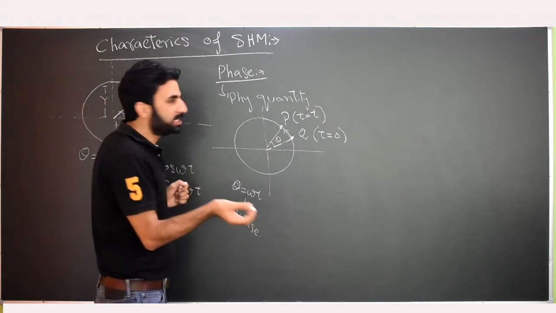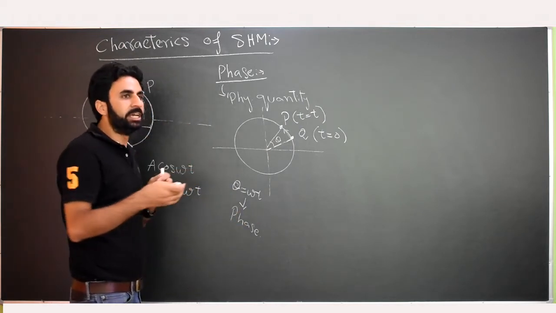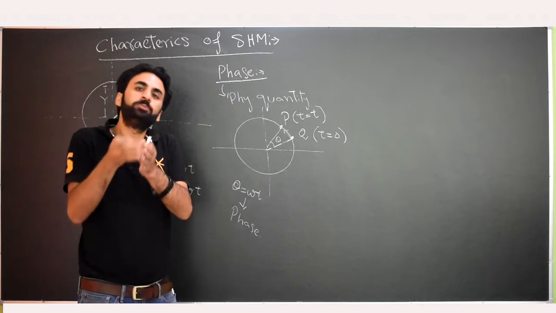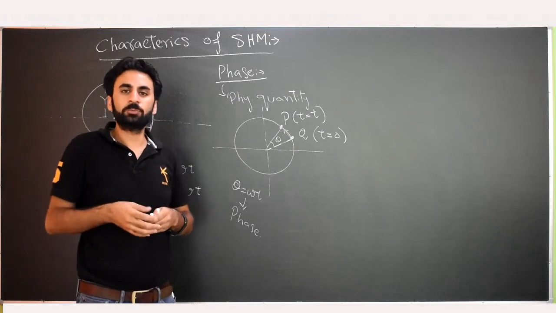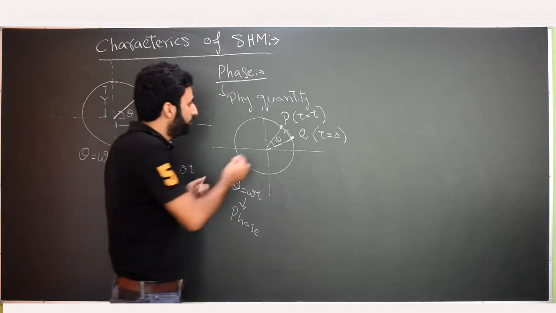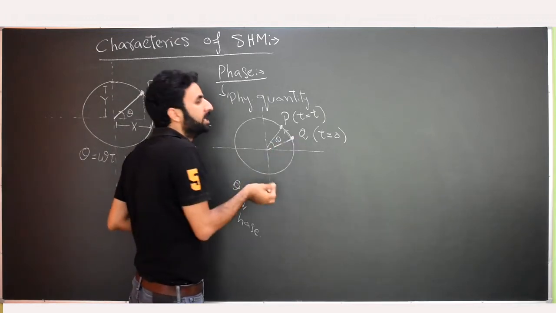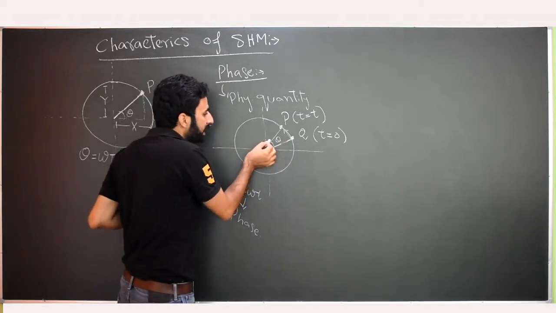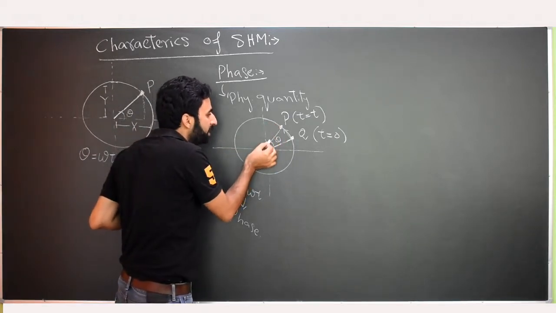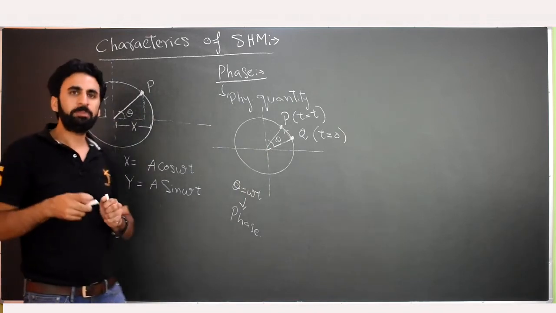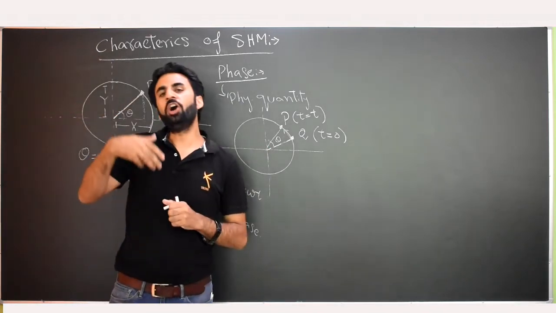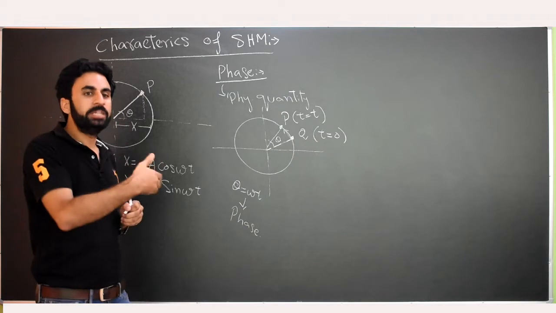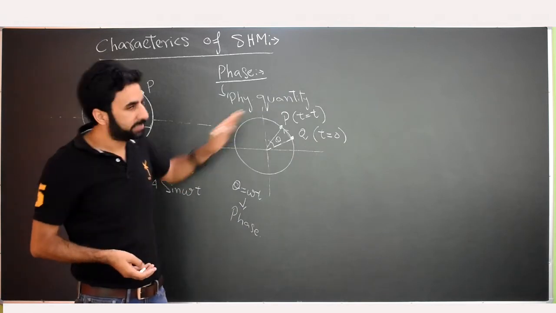Suppose you say the phase of a particle is 90 degrees, how would you determine the position of a particle executing simple harmonic motion? By knowing its phase. If you know initially the particle is here, and the phase is 60 degrees, you would say that after covering an angle of 60 degrees, the particle will now be here. So by knowing the phase of a particle, we can calculate the position of the particle at a later instant.